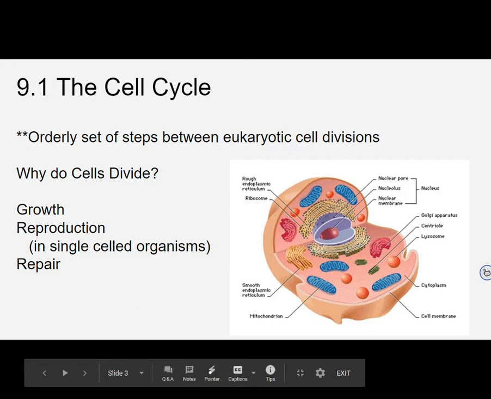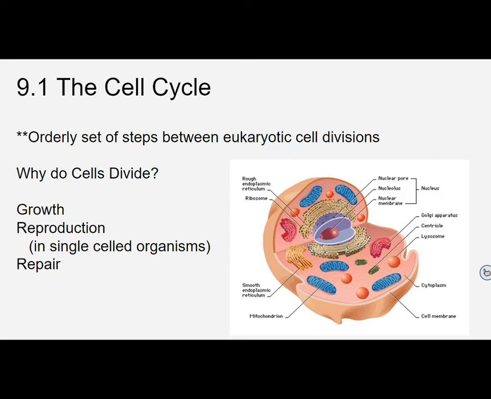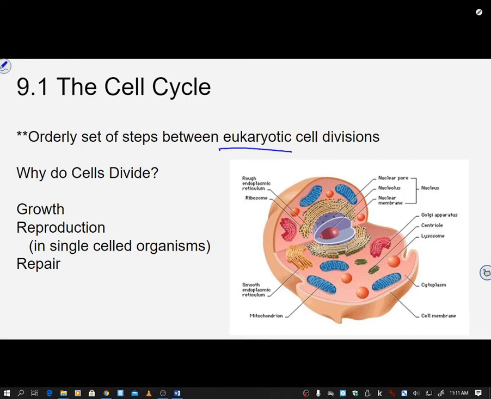So anyways, let's look at this. I'll just kind of highlight what you guys need to be writing down. So the cell cycle is just orderly steps between eukaryotic cell divisions. So that's the big thing here, is that it's a eukaryote. This doesn't happen in prokaryotes. And what's the big difference between a prokaryote and a eukaryote? It is the nucleus, okay? Prokaryotes do not have a nucleus. So the cell cycle and mitosis in general is all dealing with the nucleus.